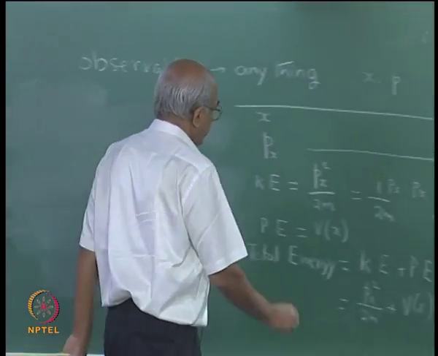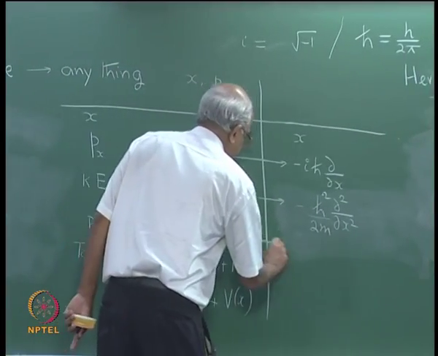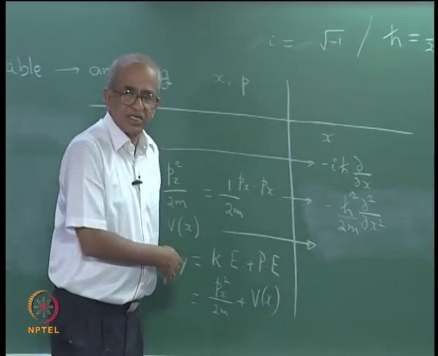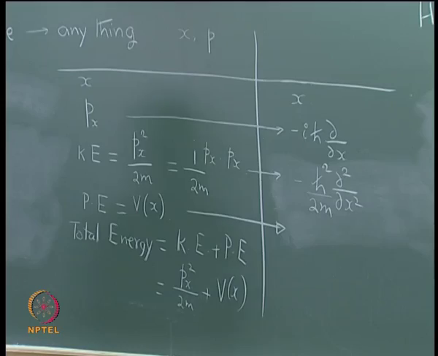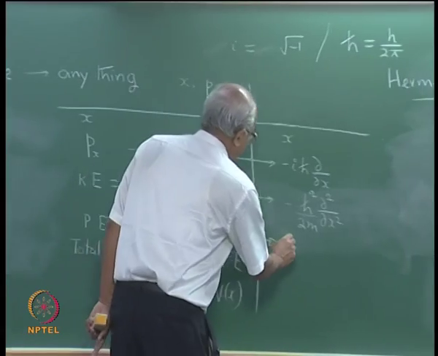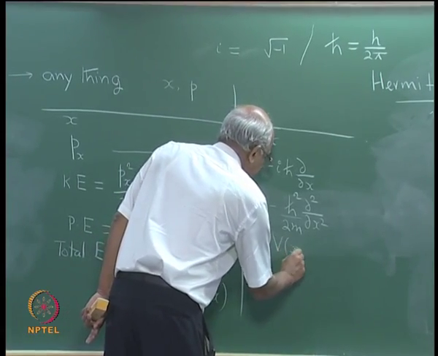And if you think of potential energy, you see V of x, you look at the expression, there is no momentum occurring in this expression, only x is occurring. So, what do you do? You do not do anything, because it is just a function of x alone.